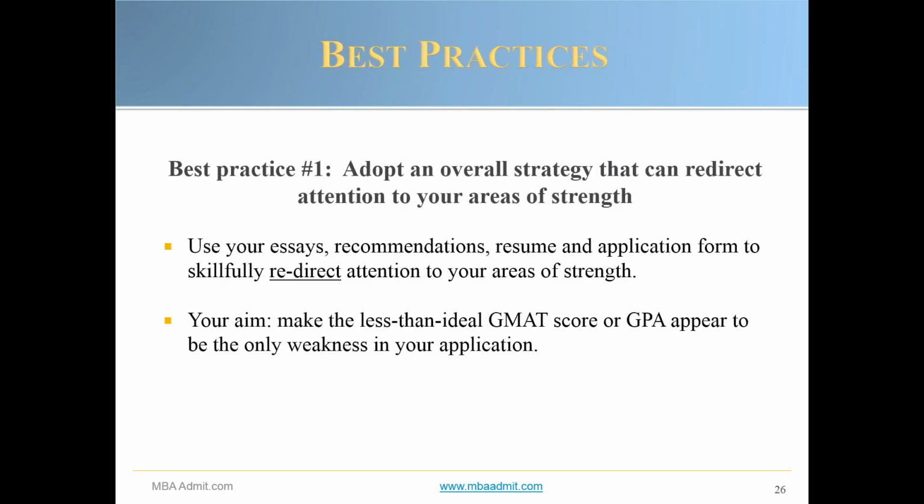So when redirecting attention, again, these are the areas that you could focus on: professional successes. Wonderful if you've had promotions, awards, or responsibilities that are advanced for your tenure. Your extracurricular record, it's even better if within the record you have examples of leadership.